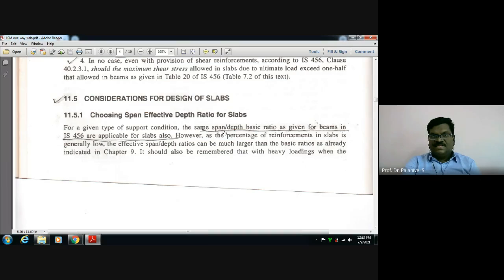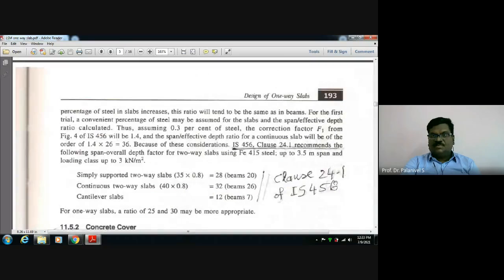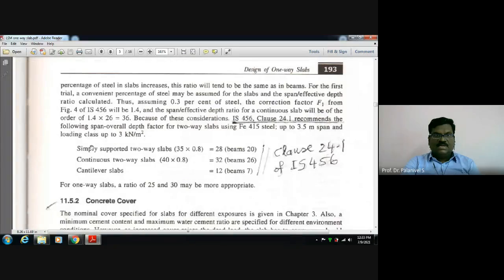The same basic span to depth ratios given for beams in IS 456 are applicable for slab also. It is given in clause 24.1 of IS 456. For cantilever slab it starts with 12. For beam it was 7. For slab we can adopt a larger span to effective depth ratio. That's why we adopt 12. For continuous two-way slab, for beam it was 26. Here 32. Around 32, it's not exactly 32.